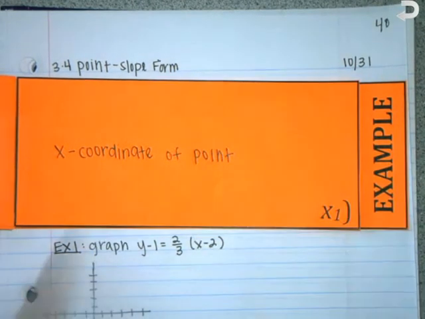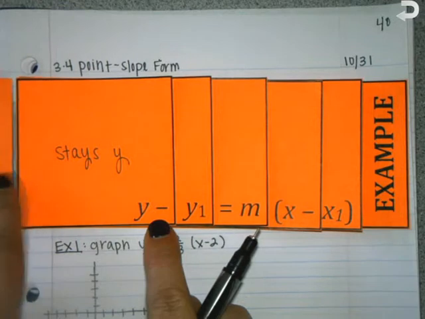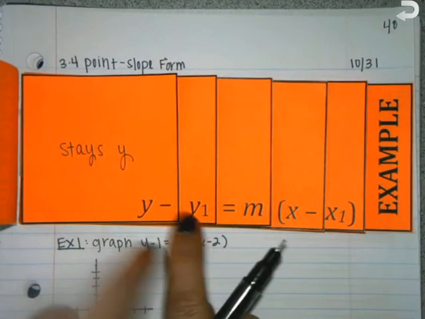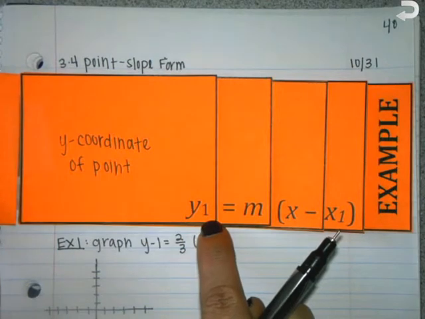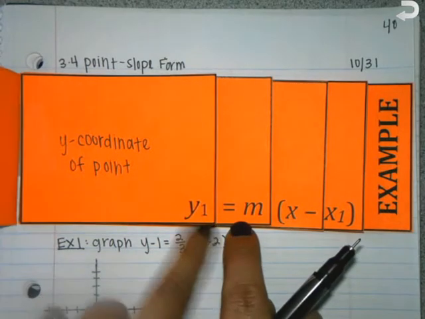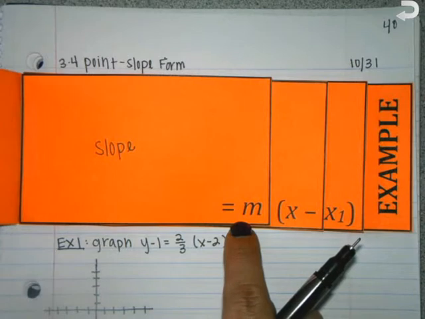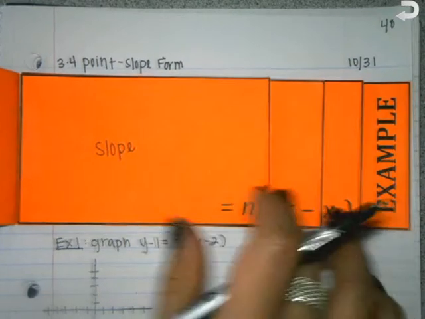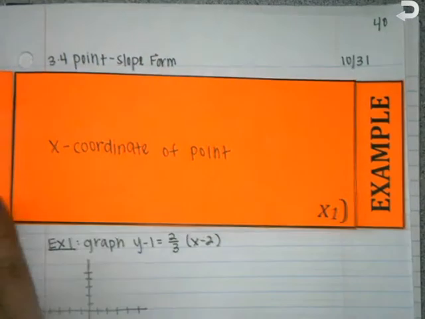Okay, so just really quick, let me recap. For point-slope form, y stays y in our equation. It's going to be what we spit out as our answer. y1 is the y-coordinate of the given point. M is the slope. X stays x. And x1 is the x-coordinate of the point.